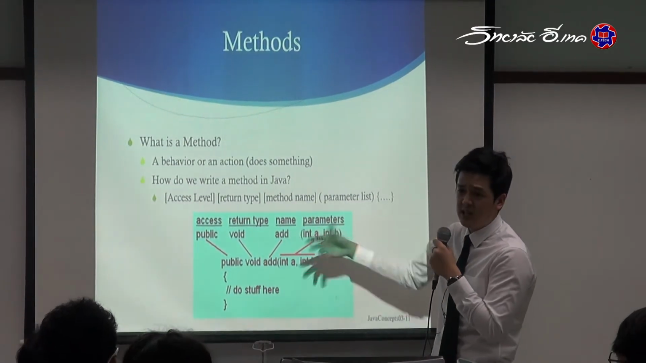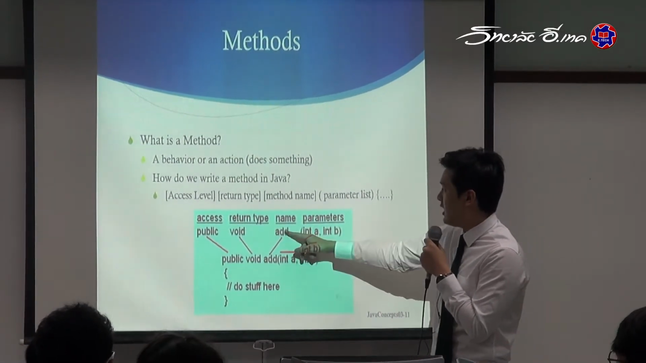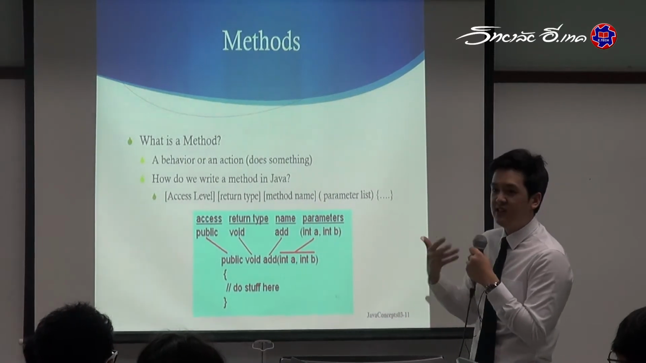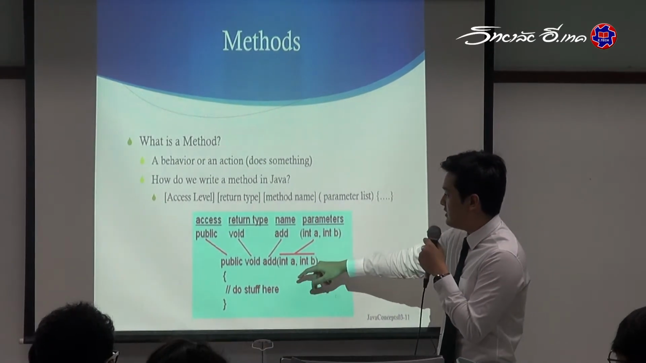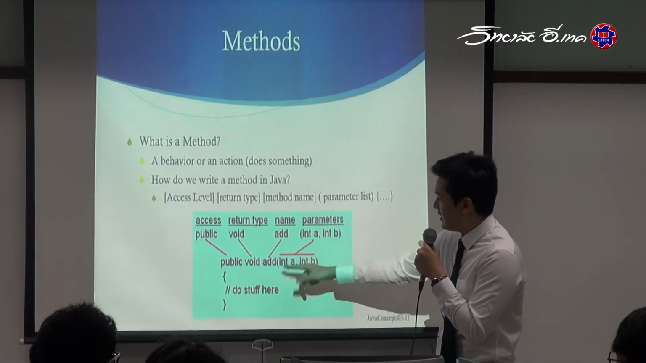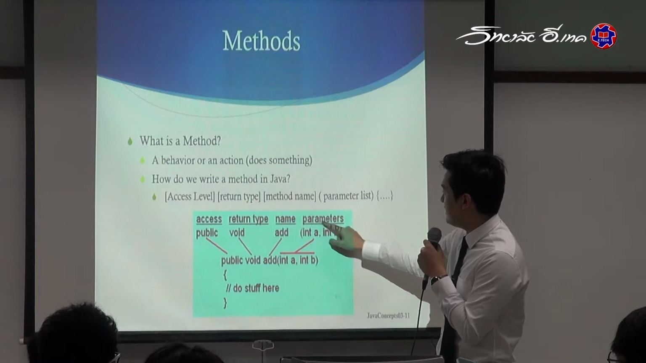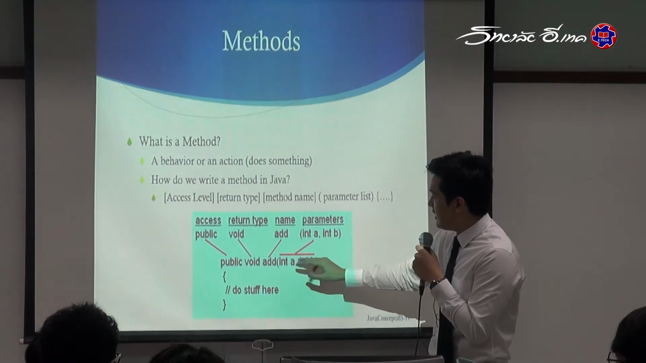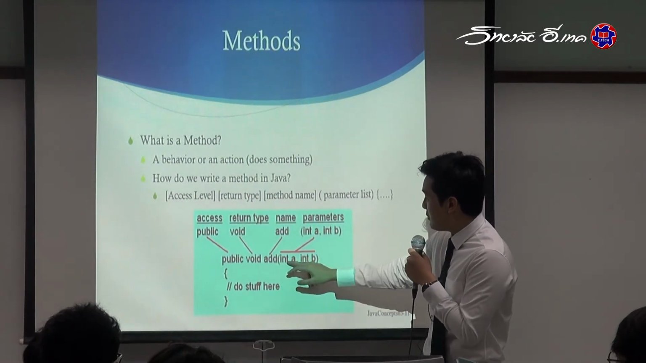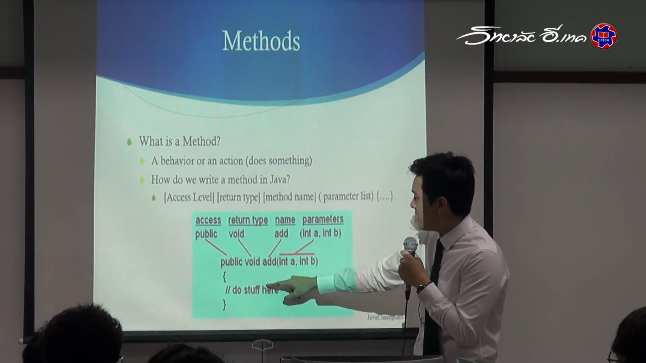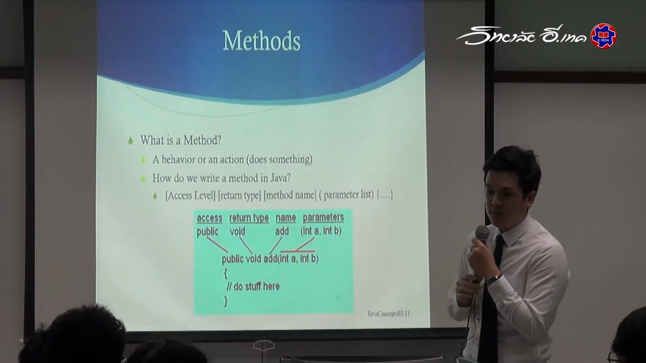The method name, you can name it whatever you want. But usually you want to make it easy for you. So if this method does A plus B, you would name it add, right? So it's easy for you to remember. And then these are parameters. These parameters are only used inside the method, and it's data we put into the method.